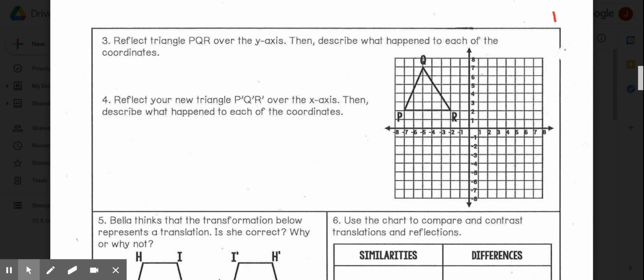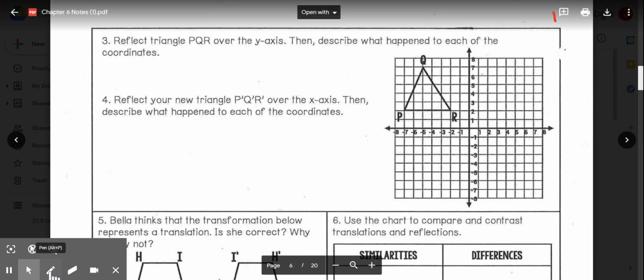It says reflect triangle PQR over the y-axis, then describe what happens to each of the coordinates. So we are reflecting this over the y-axis. That's our vertical axis. And this is very much like what we just did on the front. So point R is 2 units to the left. So to get its image, we're going 2 units to the right, and that is R prime. To get P, we're doing kind of the same thing. It is 7 units to the left. So to get its image, we're going 7 units over, and that is P prime.